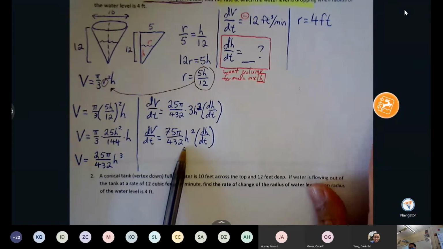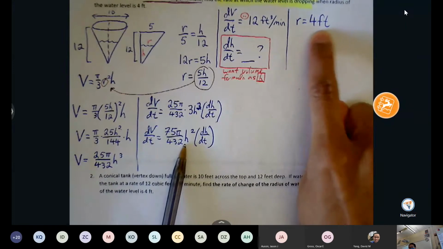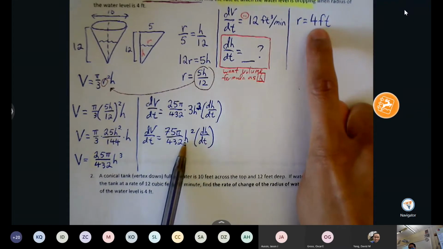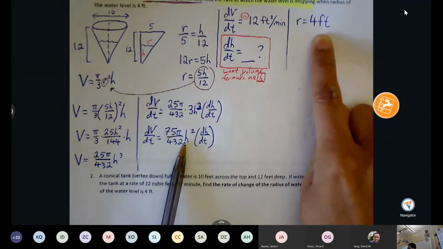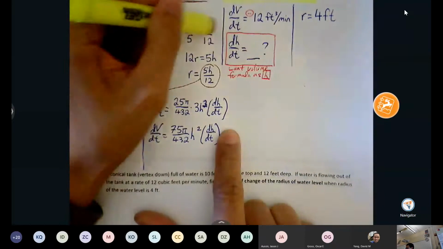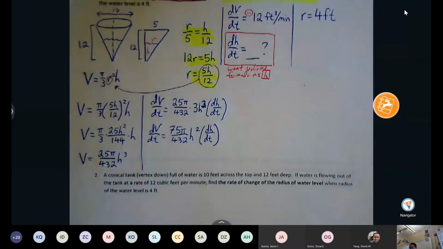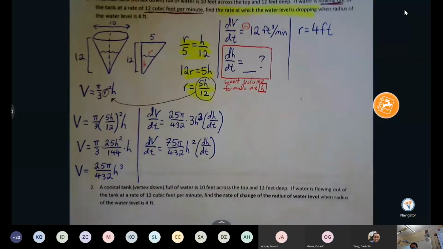But maybe there's something related that we can use. We don't have the height of the water level, but we do have the radius of the water level. Is there some way that we can find a connection between these two values? How can this help? Yeah, we have the ratio, right? So any of these we can use to help us get there. If I have the height of the water level, I can find the radius. If I have the radius, I can find the height, right? We have that connection.